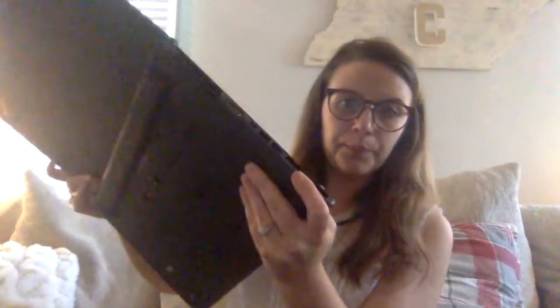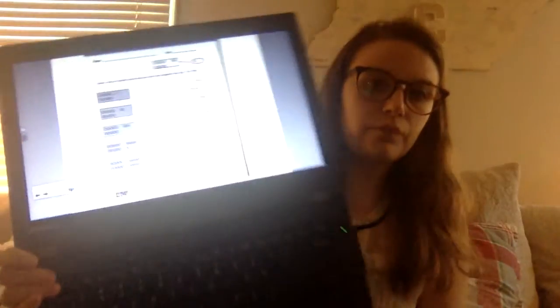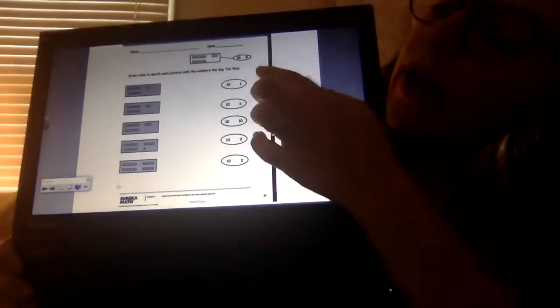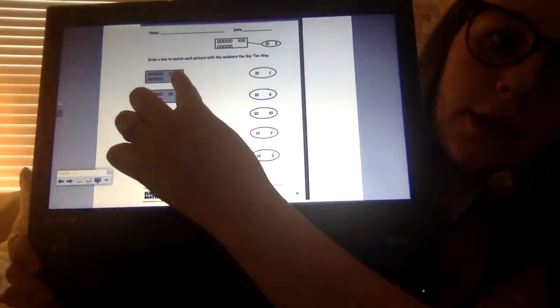And your paper is going to look like this. Let me pull it up and show it to you. And your group of 10 is going to be circles, and your ones are going to be X's. So this is what it looks like. On this side, it'll say 10 1. And so what you're going to want to do is look over at your other side and find the group that shows 10 circles and 1 X, and I see that at the very top. So I would draw a line to 10 1.